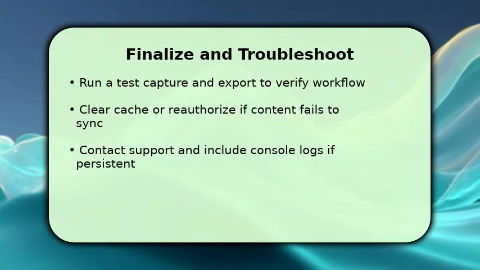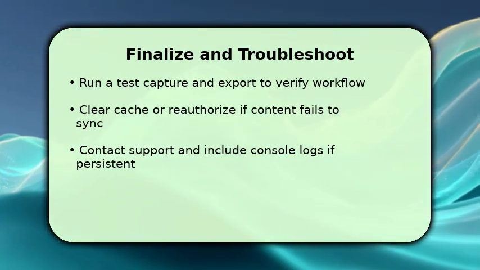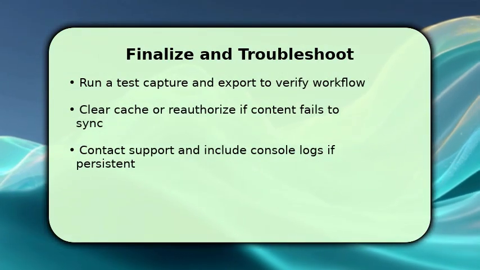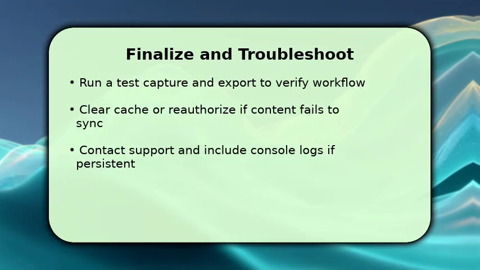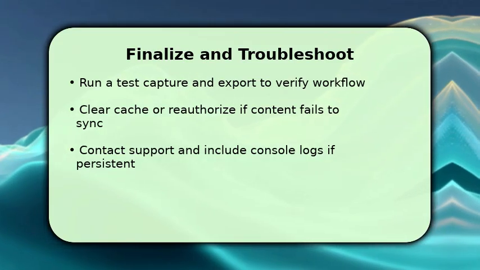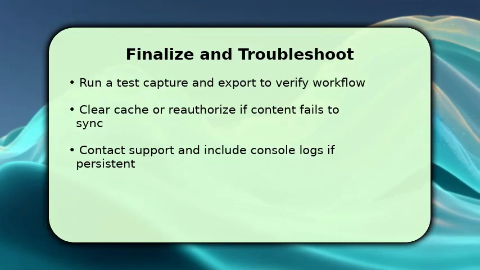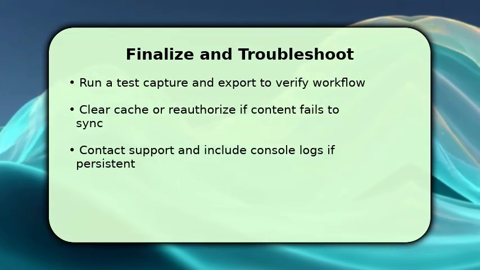You finish by validating the workflow, run a test capture, export a note, and confirm the file appears where expected. If something goes wrong, clear the extension cache and reauthorize your account to refresh tokens. This resolves most sync and permission errors.